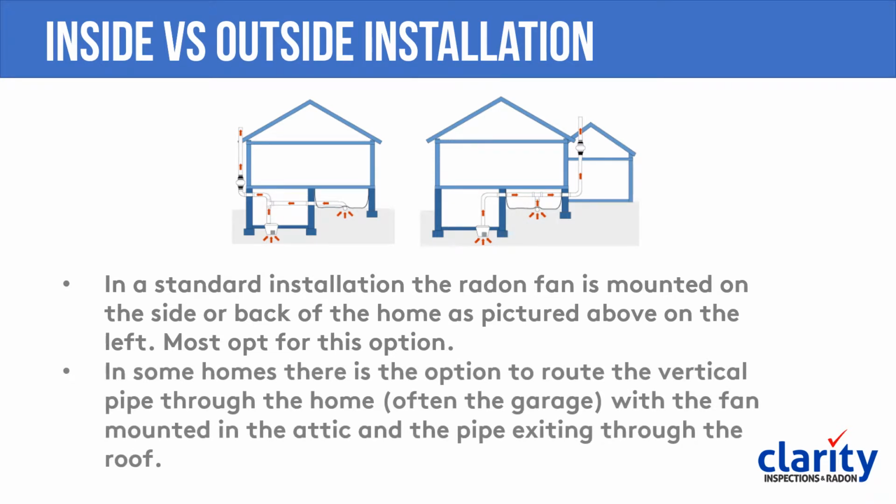Another option in some homes would be to find a way to do that vertical routing of pipe through the house, and the radon fan gets mounted in the attic with the pipe exiting through the roof. These systems are functionally the same. Really, the inside installation just hides the radon system largely, and it costs a little bit more money because there's the additional work of working in the attic and working on the roof.